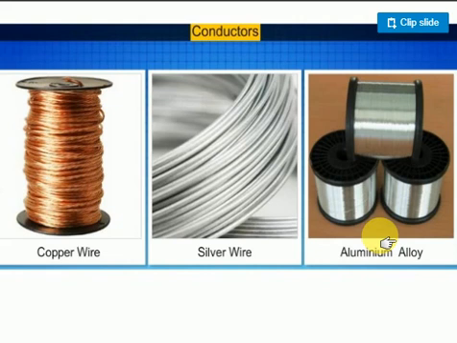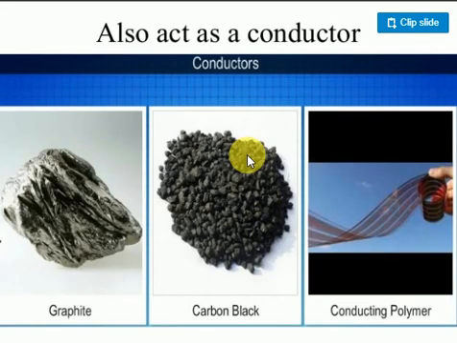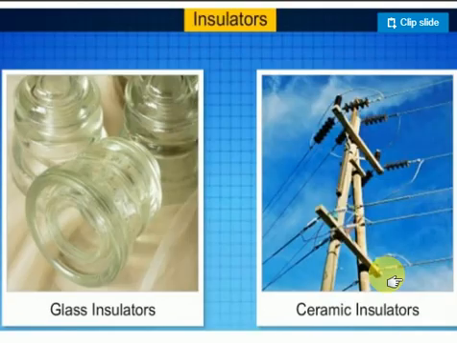Let's have a discussion about conductors first. You know very well, these are copper, silver, aluminum. They conduct electricity, and they are used as electrical wires. Some materials other than metals also act as conductors: graphite, carbon black, and some polymers act as good conductors. Next is insulators. Glass is an insulator. Look at the electrical wire, some ceramic insulators are also there. They act as insulators only.